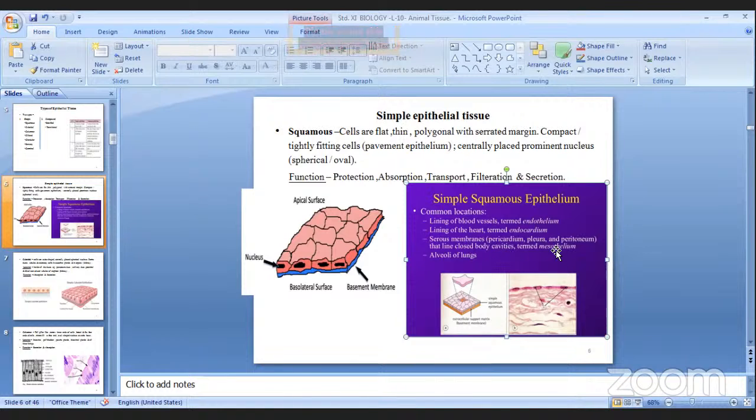So how many types of theliums have you studied? The one which lines the blood vessel is known as the endothelium. The one which lines or covers the heart is known as endocardium. And the other membranes which cover other organs are referred to as the mesothelium. And also the alveoli of lungs. So these are the places where it is present or envelops a particular organ.